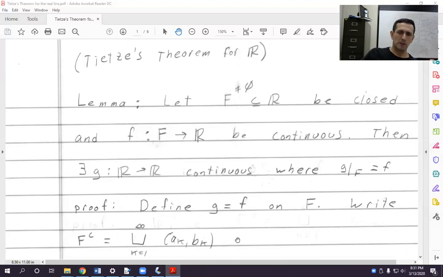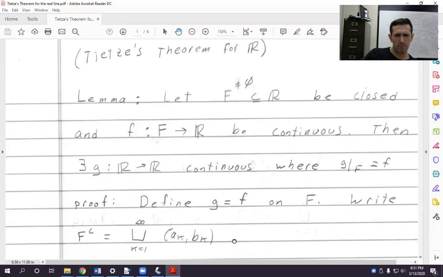Okay. So I'm going to assume that simultaneously a_k is not minus infinity and b_k is not plus infinity. In that case, F complement is the real line, which means F is empty, okay? Which we're assuming it's not. Okay, so that means we have three cases for looking at these little intervals.